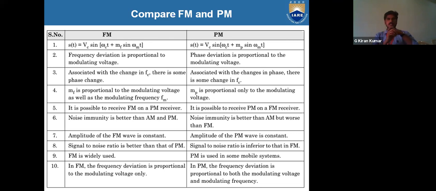And here the sixth point: in FM, the noise immunity is better than in AM and PM signals. In PM, the noise immunity is better than AM, but worse than FM.